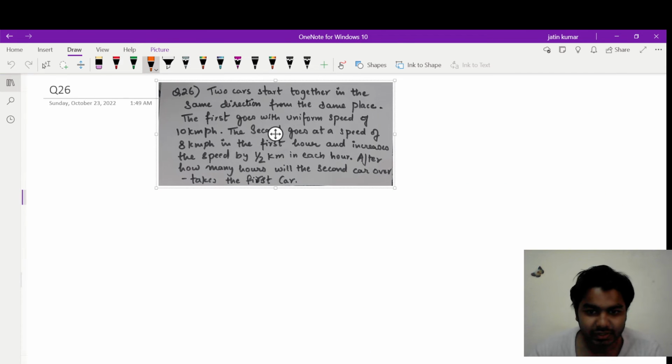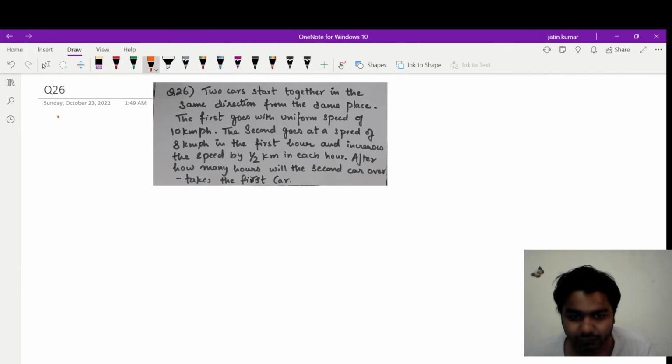Question number 26. Two cars start together in the same direction from the same place. The first goes with a uniform speed of 10 km per hour. The second goes at a speed of 8 km per hour in the first hour and then increases its speed by 1 by 2 km in each hour. After how many hours will the second car overtake the first car?